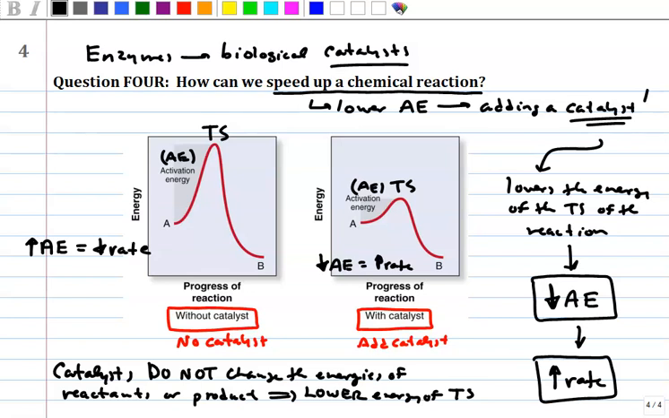How do we speed up a chemical reaction? Add a catalyst. And you can do that in chemistry. In our bodies, in animals, we have natural catalysts called enzymes that do this. How does a catalyst speed up a chemical reaction? A catalyst lowers the transition state energy. A catalyst does not change the energy of the reactant. It does not change the energy of the product. It only lowers the energy of the transition state of a chemical reaction. As a result, the activation energy for that reaction is much lower. As a result, the rate of that chemical reaction is much higher.